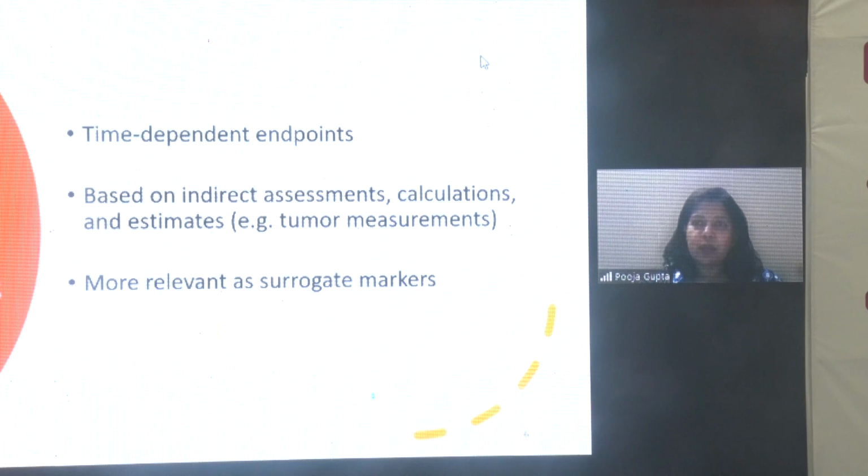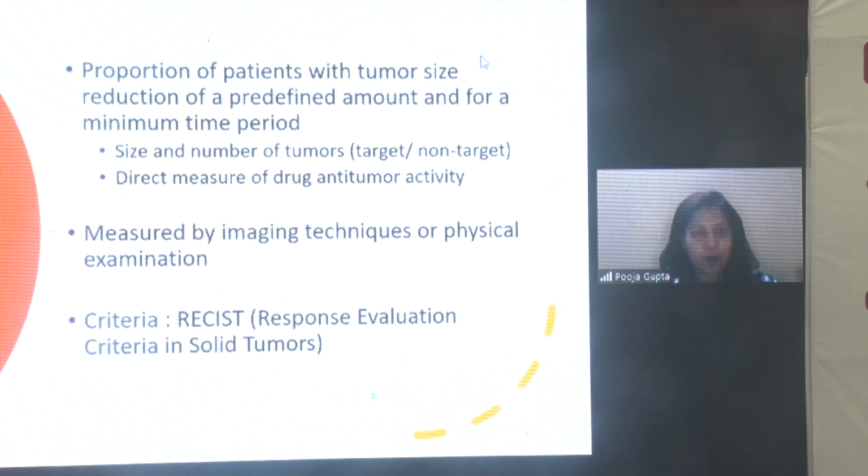Now, I was saying overall survival needs to be studied against a comparator. Natural progression of disease cannot be a comparator, so a standard of care would be taken as a comparator. But when we talk about tumor-based assessments, they can be done from the baseline also. So, what was the tumor size at the baseline and after the treatment? That can be compared with the available data on the natural course of the cancer.